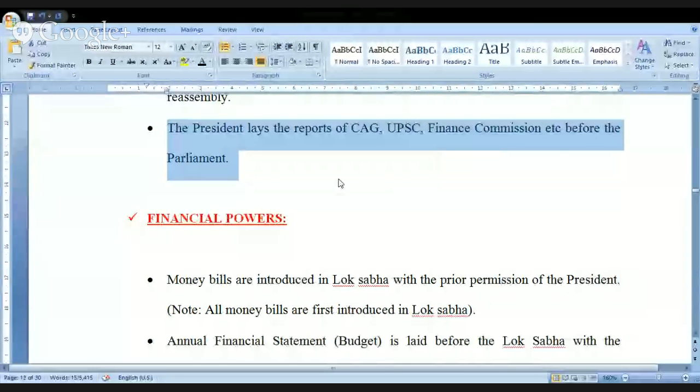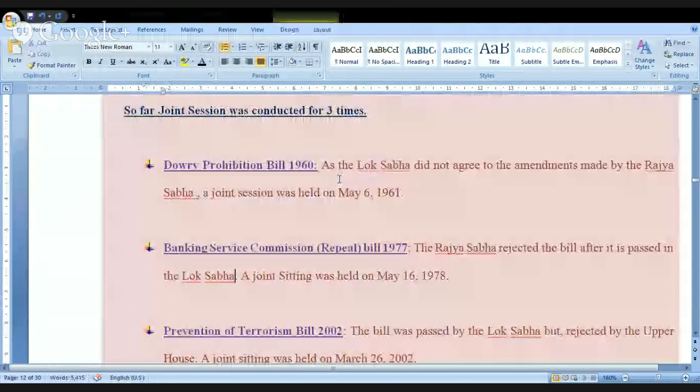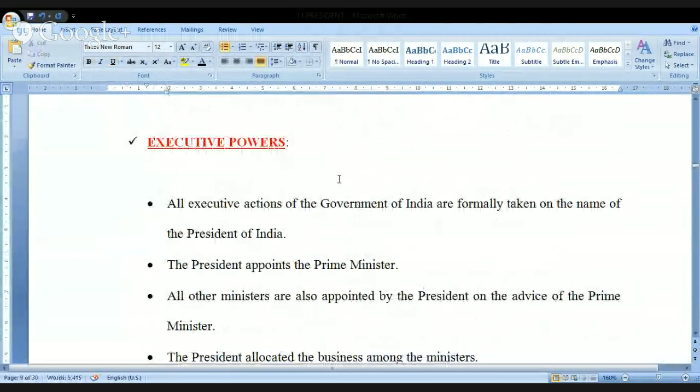Okay, now just wait for a moment here. I'll just open the document again. I'll just show you some points. So these are the points we have seen with respect to the legislative powers. But I would like to show one thing. There are certain things called executive powers. Executive powers of the president.